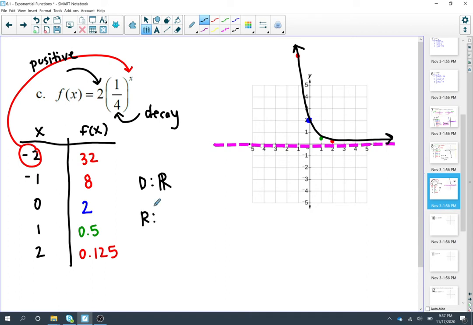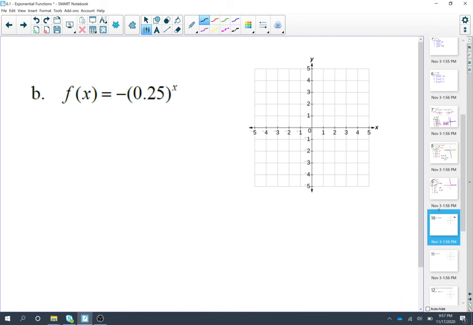Range, low to high. So the question here is, well, how low does it go? Well, I have my asymptote. It kind of goes to 0, but doesn't touch it. And then how high does it go? Well, that's got an arrow on it. That's going to go forever. So I'm going to say y is greater than 0. It's at 0 and going bigger, but it doesn't actually touch. So don't put the equal to. Letter B.